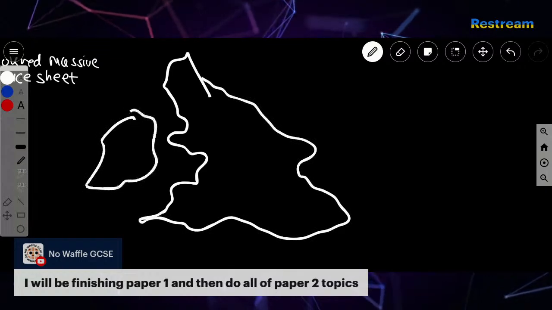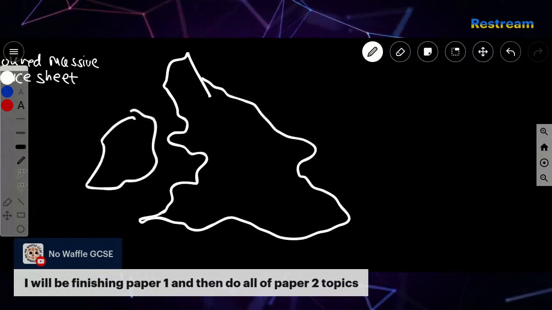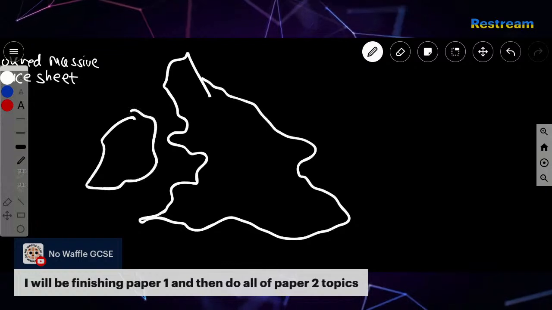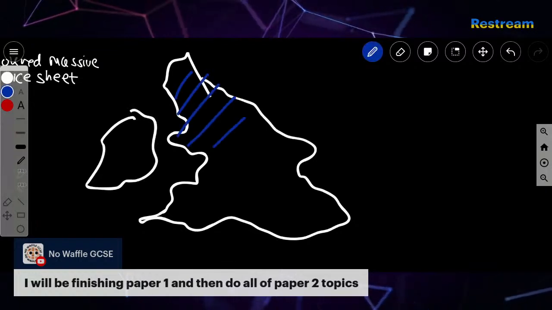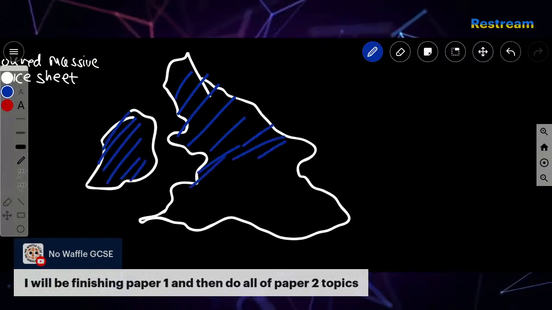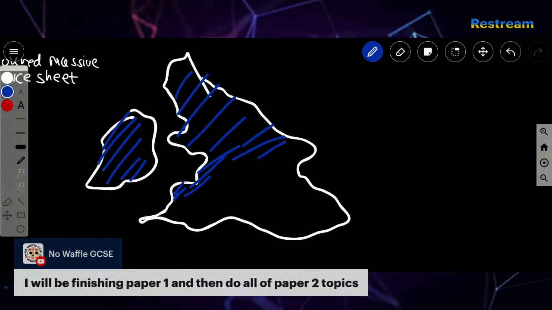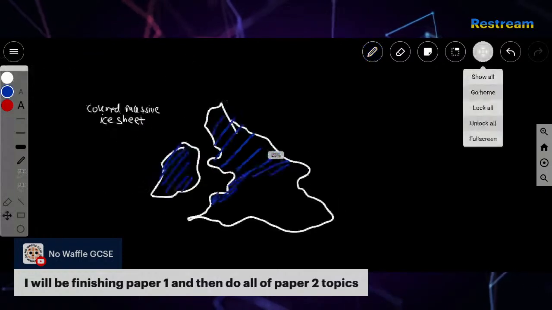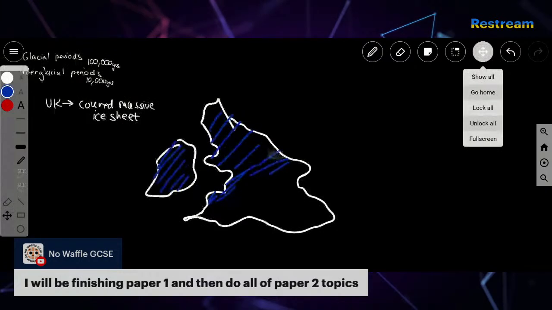So over the last 20,000 years, which is the last glacial period, the maximum extent of ice covered the whole of Scotland, the whole of Ireland, and parts of western UK. The south of England was not covered in ice as much.